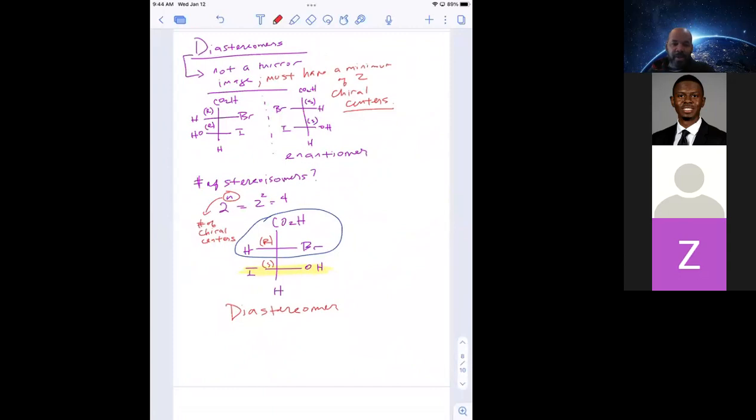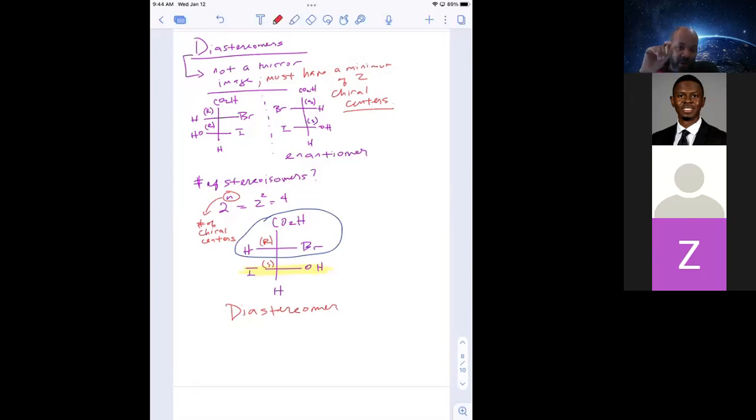So it's not a mirror image, but it is still a stereoisomer. All right, I have a question. Go ahead. Can you repeat why we have to change only one of them? If you change them both, it's an enantiomer. If you don't change anything, it's the original. Okay, so that's one.